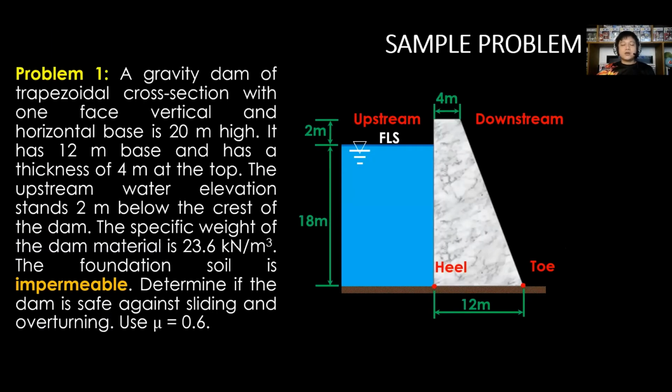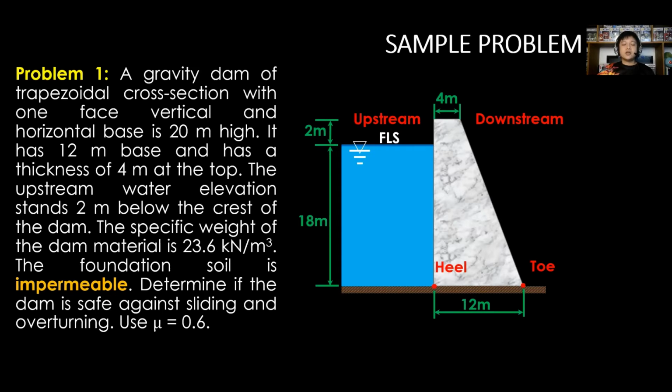So let's consider our sample problems. So for problem number 1, a gravity dam of trapezoidal cross-section with one face vertical and horizontal base is 20 meters high. It has a 12 meter base and has a thickness of 4 meters at the top. The upstream water elevation stands 2 meters below the crest of the dam, or top of the dam. The specific weight, or unit weight rather, of the dam material is 23.6 kilonewtons per cubic meter.